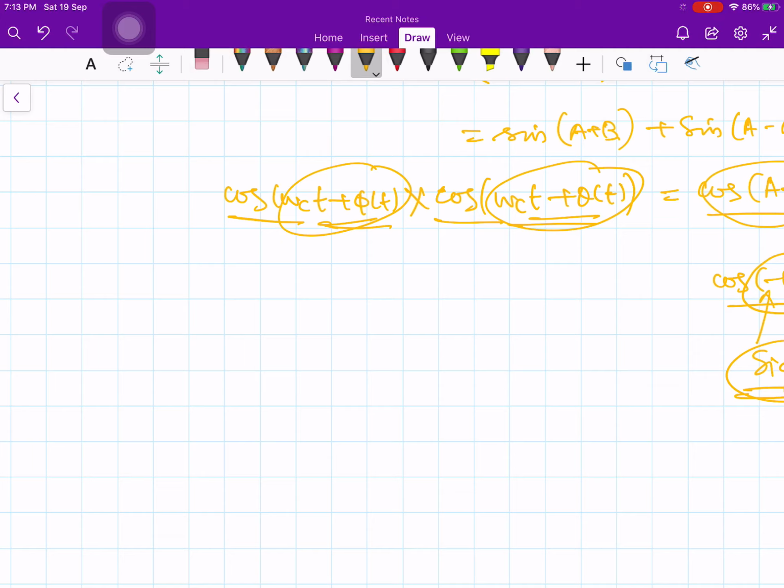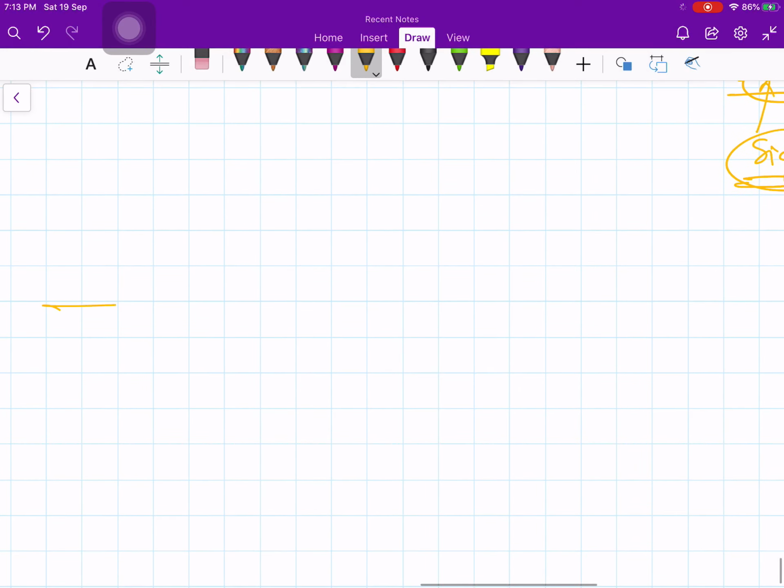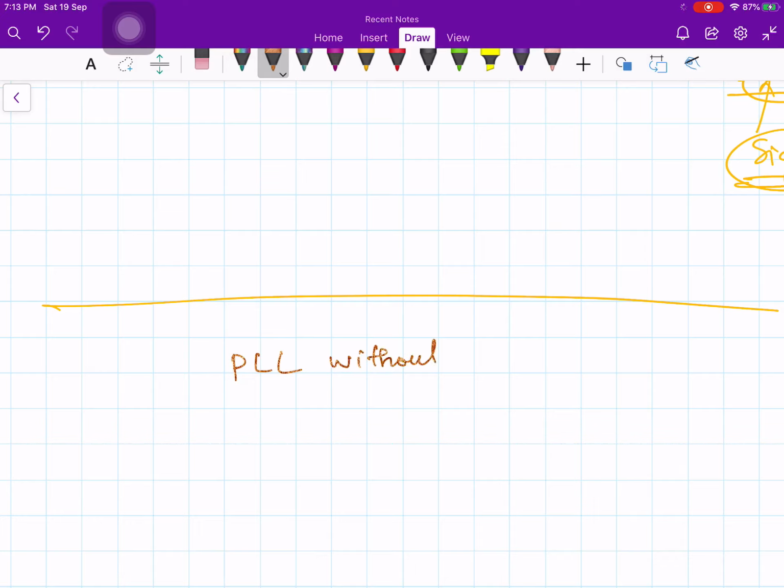Now the next one is, what can we do about the removal of this disadvantage of the first order loop, right. Till now we considered PLL without a loop filter. So we got a first order loop.